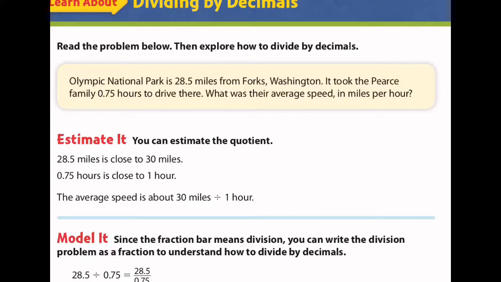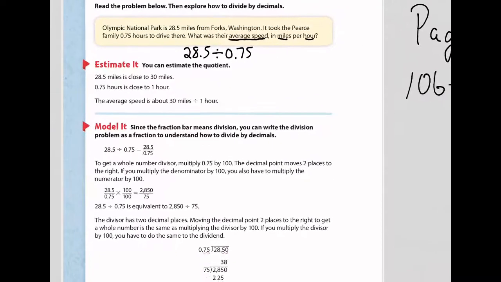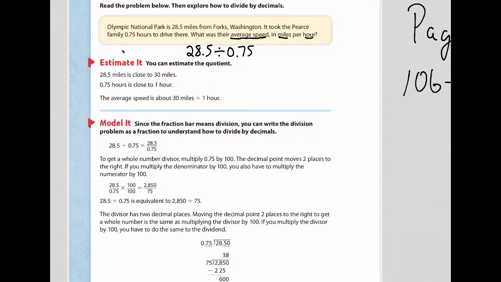So just so you know, the average speed in miles per hour means anytime they want the average speed, you're going to be dividing. So we're going to have to divide the total miles they went by how long it took to drive there. That's how you get average speed. So that's a division problem, and we're dividing a decimal by a decimal. So we're going to go through a couple strategies here. 1, we're going to estimate our quotient first, and 2, we're going to show you how to divide a decimal by a decimal. All right, so now let's start by estimating it.